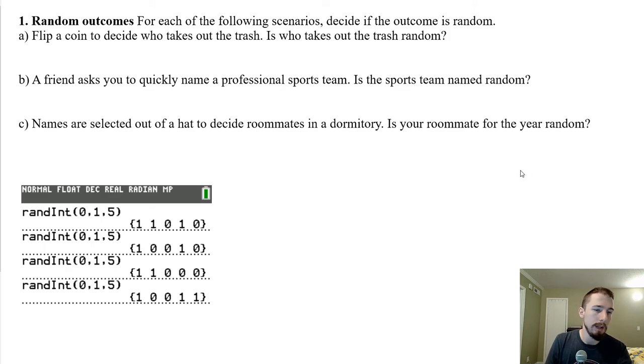All right, so names are selected out of a hat to decide roommates in a dormitory. Is your roommate for the year random? So we know all the possible outcomes, but in this case, we don't know who you're actually going to get. If it's done fair, if all the cards that people filled out with their names are equal size, none of them are folded differently or whatever, that might make one more likely to go to the bottom or one be higher to the top or even to be picked because it's larger, there's lots of things that go into that. Then yes, it would truly be random and there would be equal probabilities.